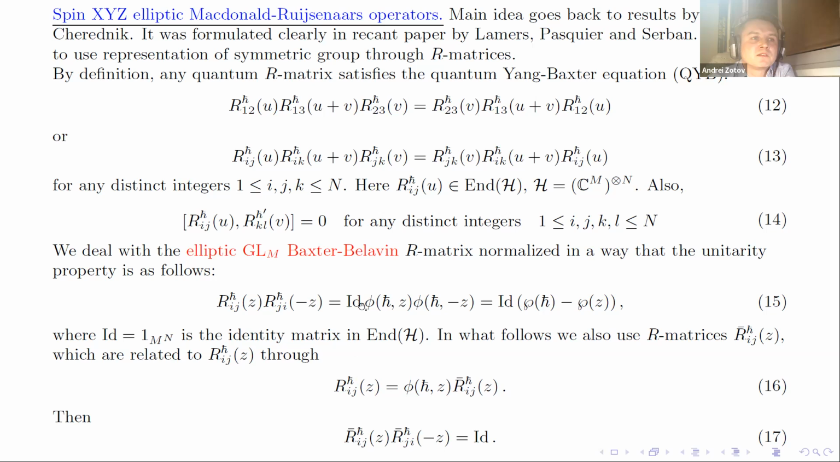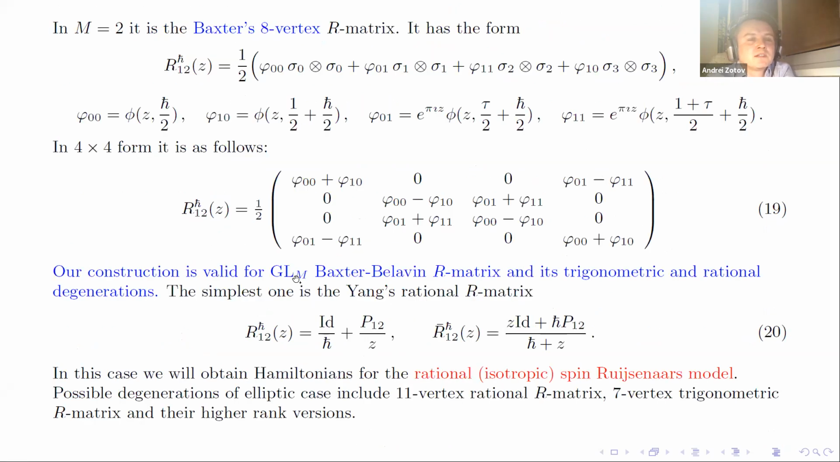Another normalization is given here below. It differs from the previous one just by this factor, which is a phi function. You can divide the R matrix by it and then obtain just the identity operator on the right-hand side. It is very simple, but it is going to be important in what follows, so we use both normalizations. Now let me just recall that in the N equals 2 case, the elliptic R matrix is the Baxter R matrix for the 8-vertex model, and it is given here explicitly.